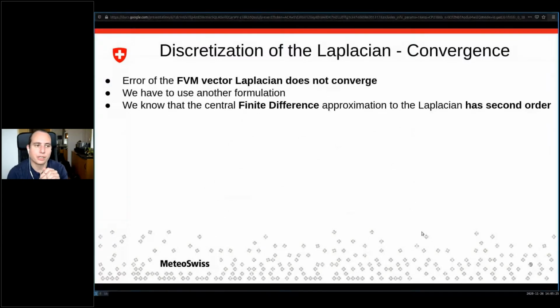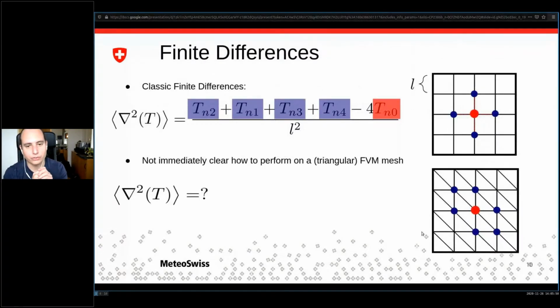Okay, so it turns out we cannot use the vector Laplacian formulation which we used in the morning, but we can use another one. For example, we can borrow one from finite differences. For example, the one which we are always showing to you, because this one is simple and it has second order. So here we see this concept illustrated. Here we have the Laplacian, which I'm sure you know by heart by now.